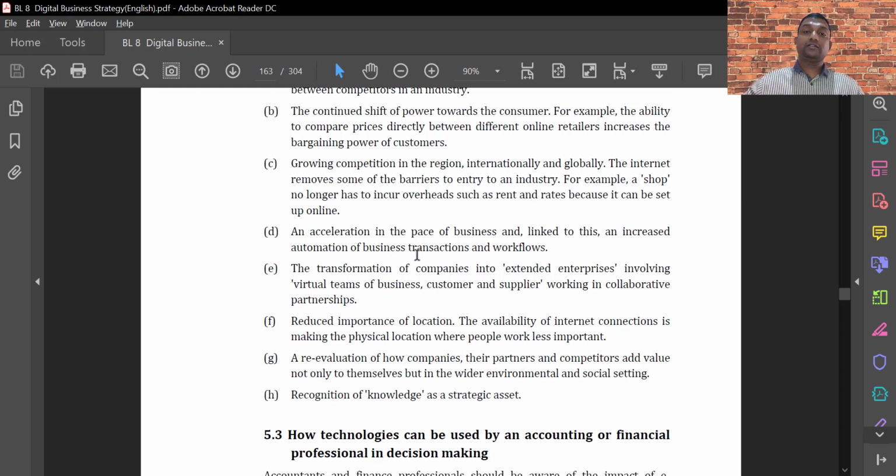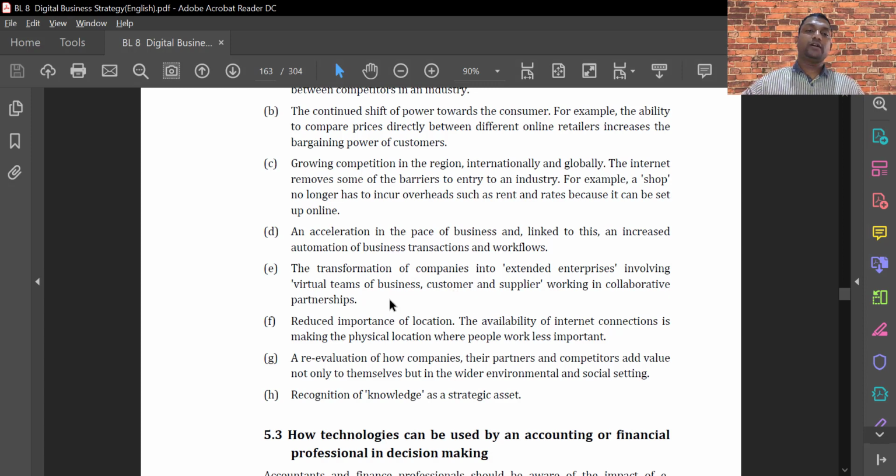An acceleration in the pace of business, and linked to this, an increased automation of business transactions and workflows. So we discussed this earlier also. Because of the use of technology and online methods, business also will grow faster and it will develop faster. Transformation of companies into extended enterprises, involving virtual teams of business, customers and suppliers.